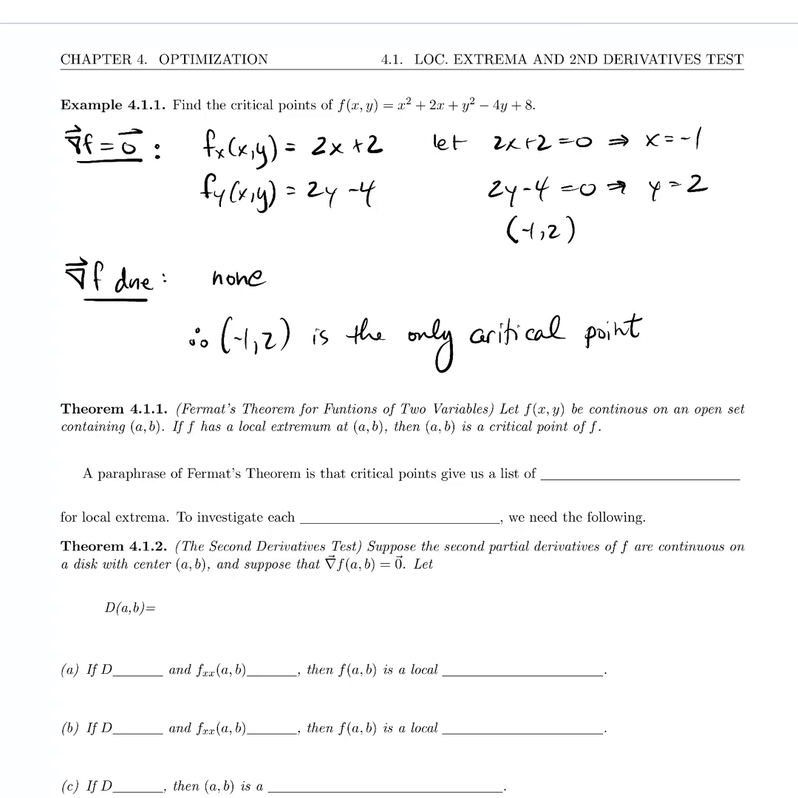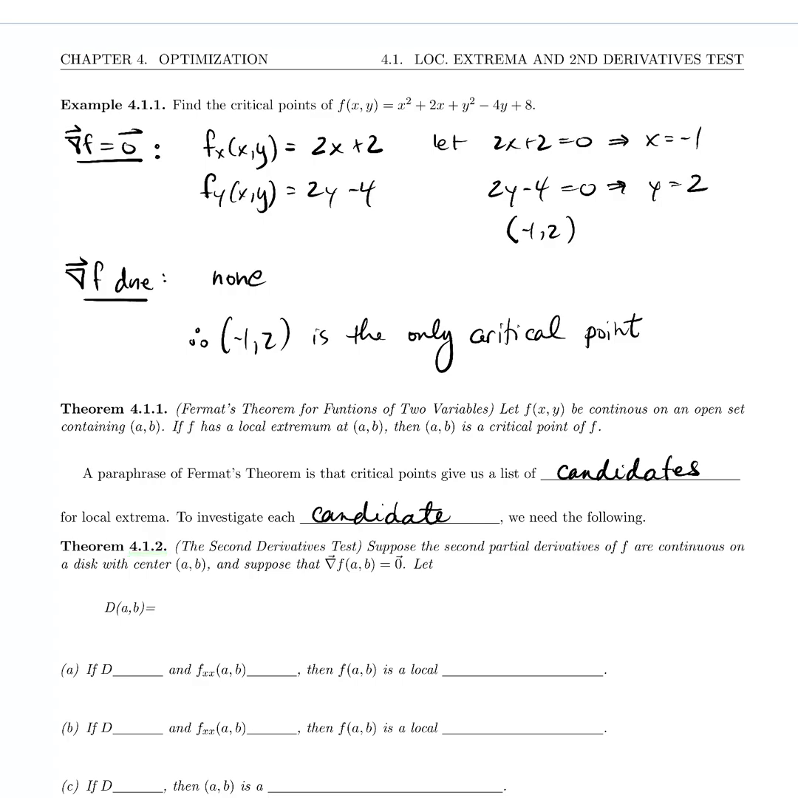Students very often confuse Fermat's theorem to mean that local extrema and critical points are one and the same. They're not. A paraphrase of Fermat's theorem is that critical points give us a list of candidates. Candidates only for local extrema. To investigate each candidate, whether it actually is a local extremum or not, we need the following.